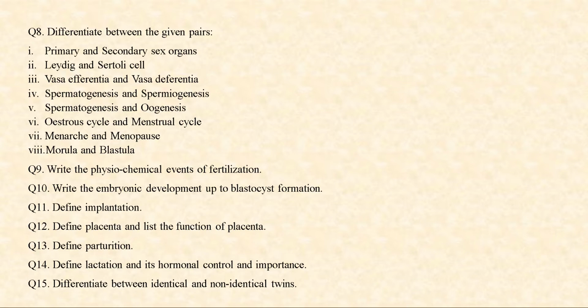morula and blastula. The next is about the physicochemical events of fertilization, then the embryonic development up to blastocyst formation, then the definition of implantation, then the definition of placenta and the important functions of placenta, then definition of parturition, what do you mean by lactation and its hormonal control and importance, and lastly the difference between identical and non-identical twins, or monozygotic and dizygotic twins. So these are all from chapter number 3.